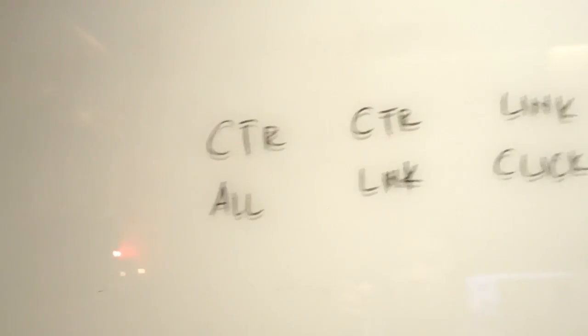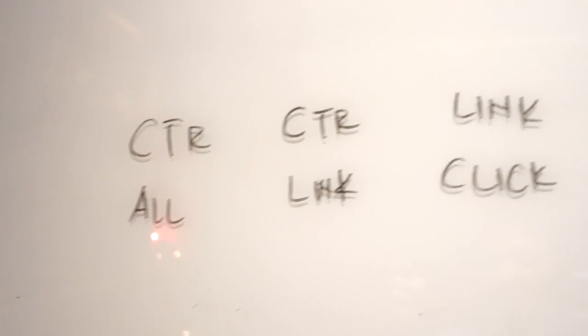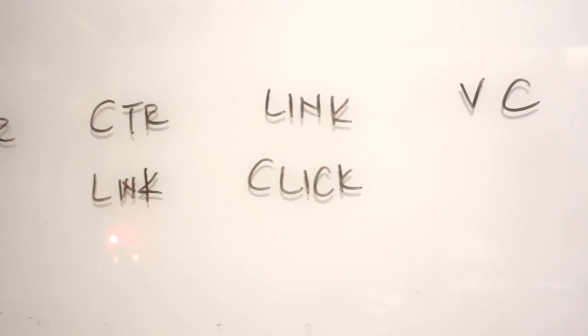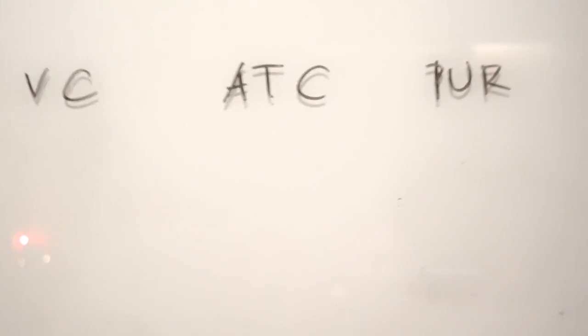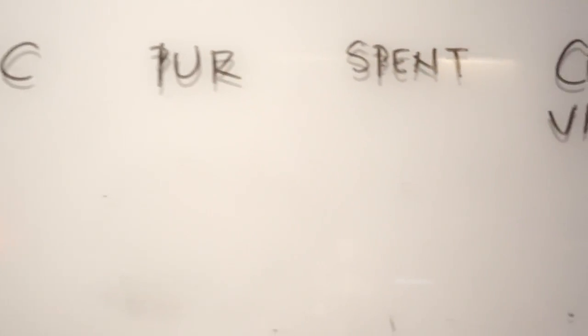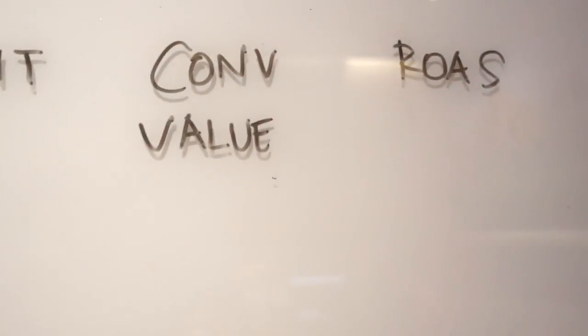So this is the setting in my ads report column. You create something like this: CTR all, CTR link, link click, view content, add to cart, purchase, spend, conversion value, or basically your revenue, and then your ROAS. Okay, so I want to explain this a little bit.